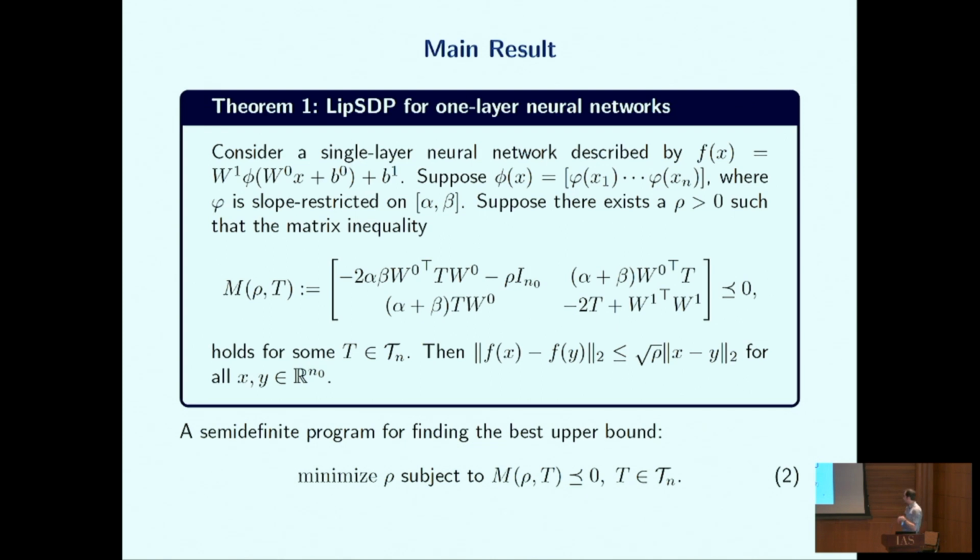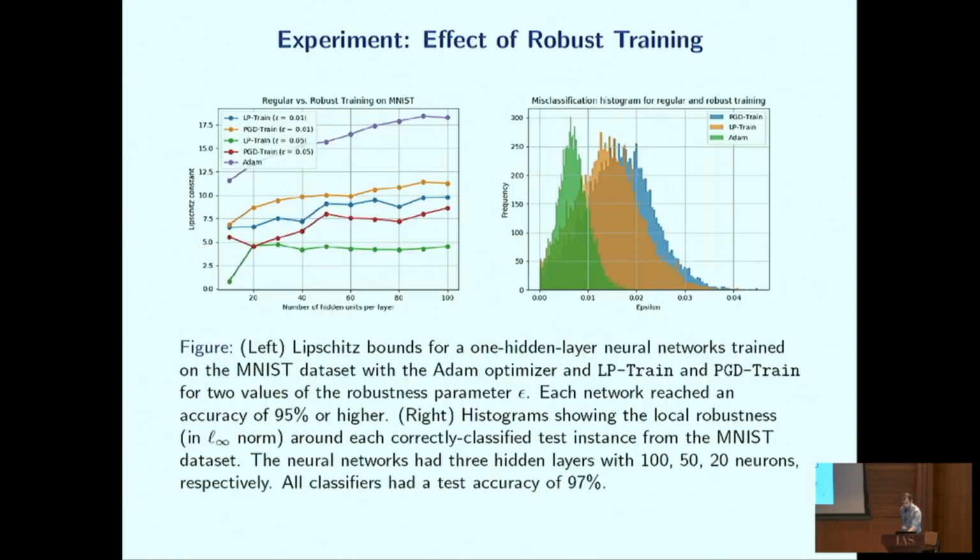And this leads us to our main result, which is that we can minimize this rho subject to this matrix inequality. And as you can see, everything is linear. So we have a linear objective subject to linear matrix inequality constraints. So this is a convex optimization problem and can be solved in polynomial time.